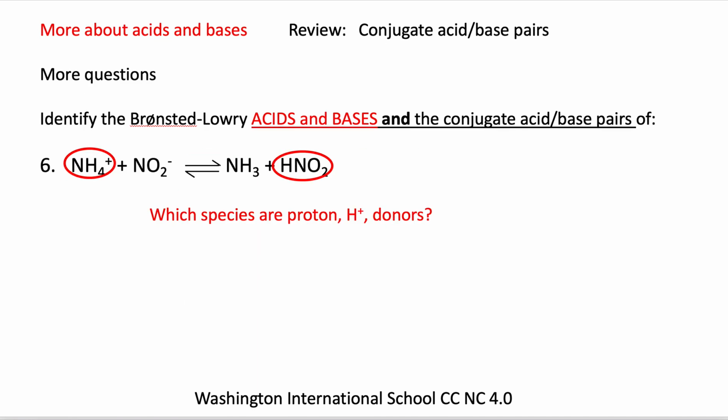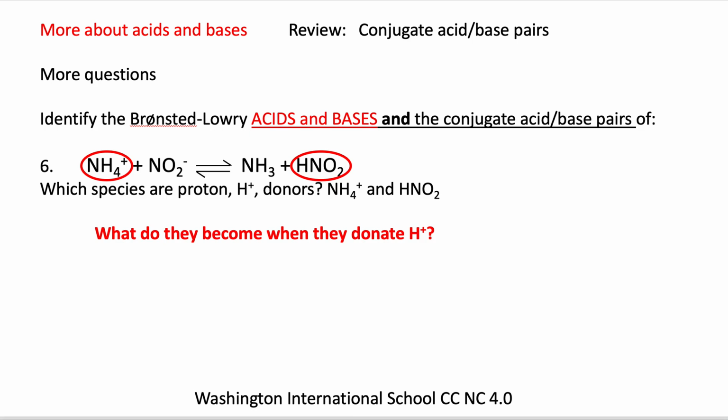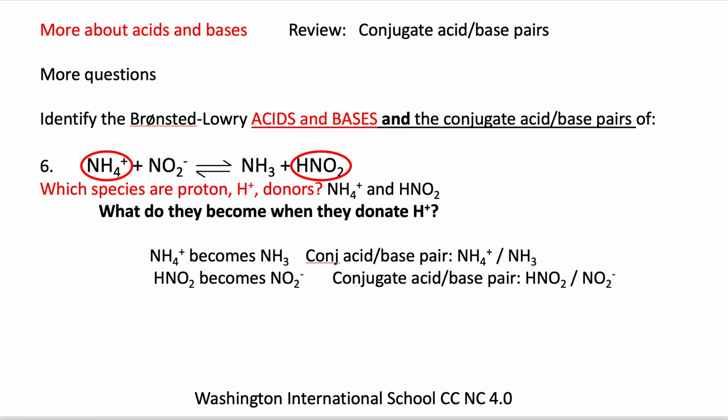And number 6 here, which species are proton donors? And again, you've been given a hint here with some red circles. And then we want to know what they become when they donate the proton. So pause while you answer that question. The ammonium ion becomes ammonia, and in the reverse direction, the nitric acid would become the nitrite ion, NO2-. And then you've got the conjugate acid-base pairs of those species.